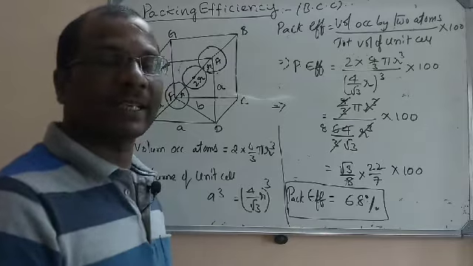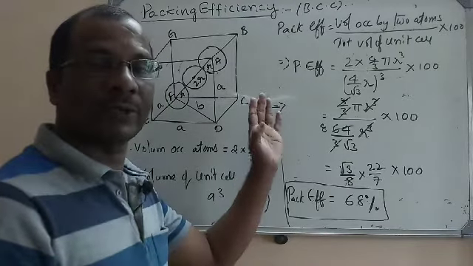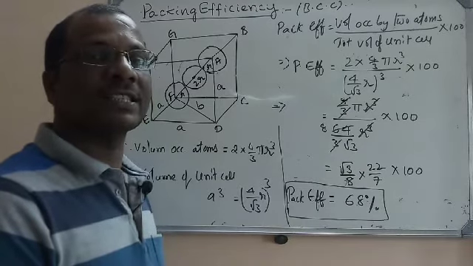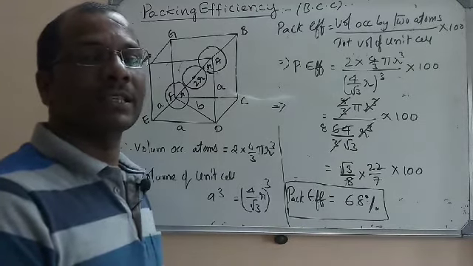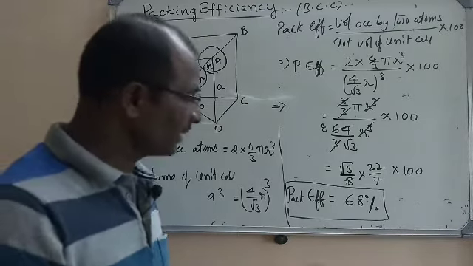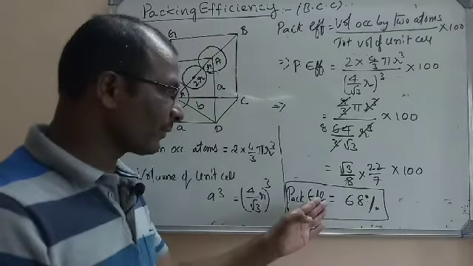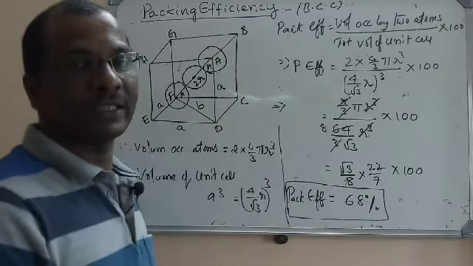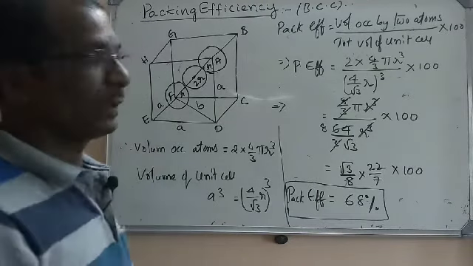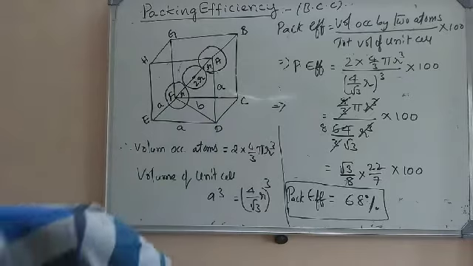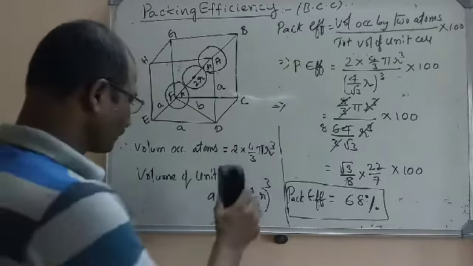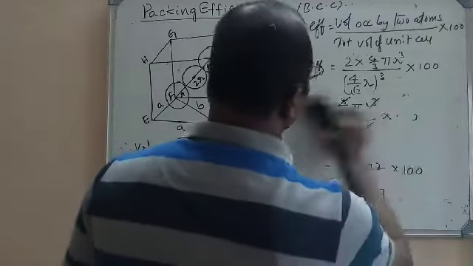Look here, the packing efficiency of a body centered cubic unit cell is lesser than that of CCP or FCC. In FCC or CCP, it was calculated as around 74%, but here it is only 68%. The packing efficiency is less compared to FCC. So this is the packing efficiency of any BCC unit cell. Now let us go for the last packing efficiency, that is the packing efficiency of a simple cubic unit cell.